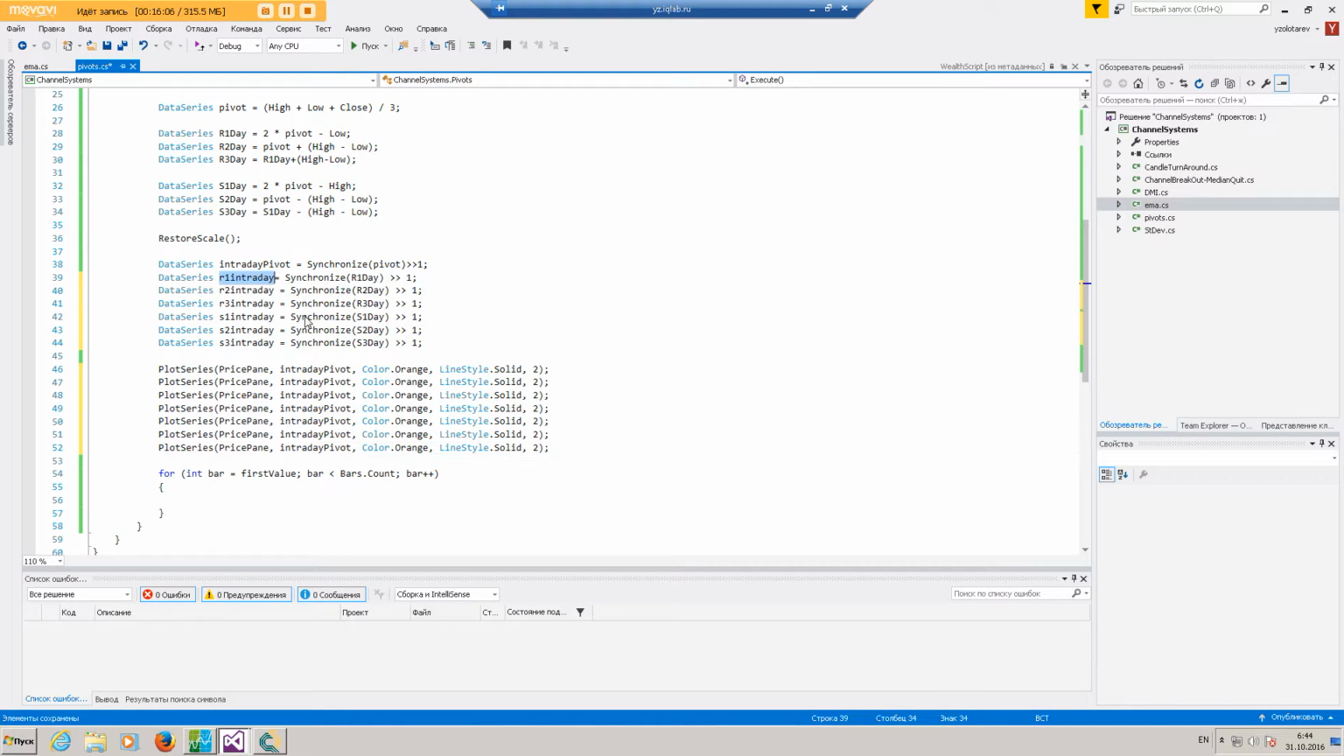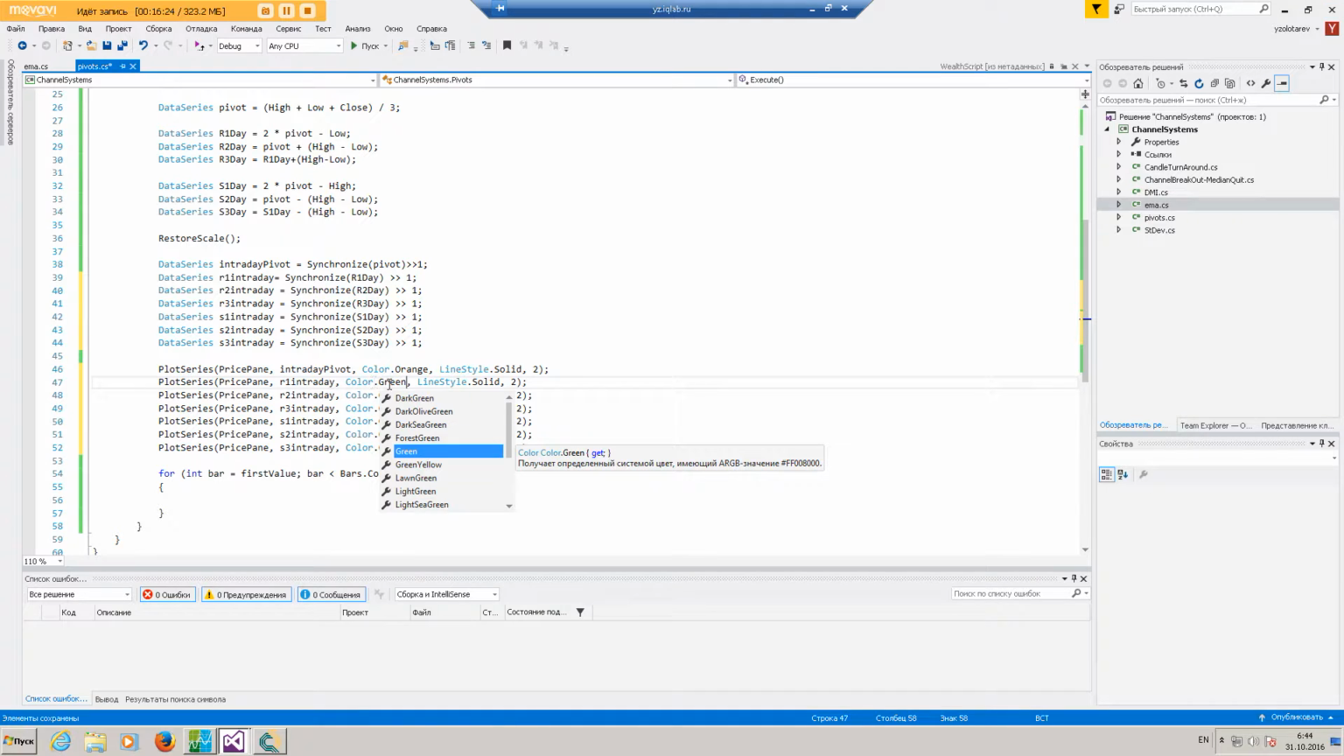Okay. R1, R2, R3, S1, S2, S3. Orange, well, this is what? R is resistance. Let's make it green. And this make red. Okay.